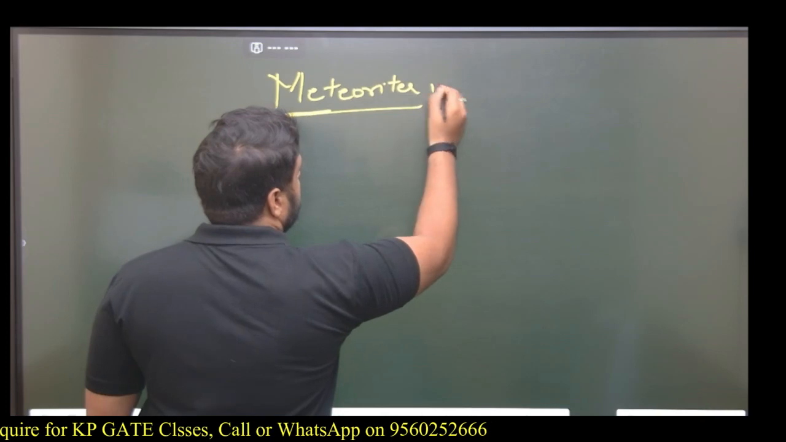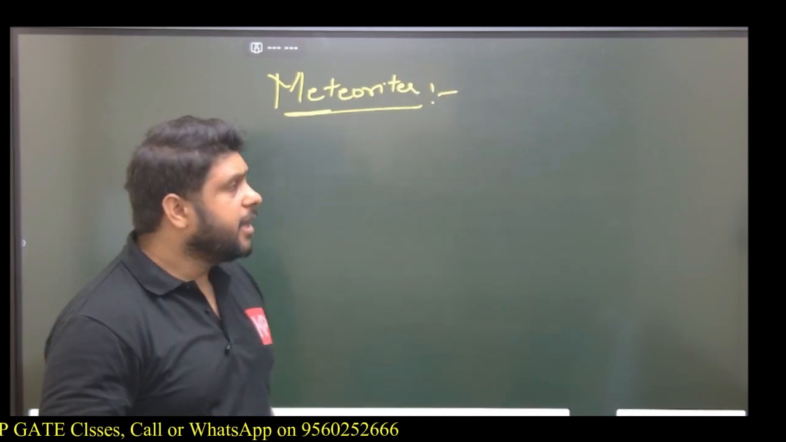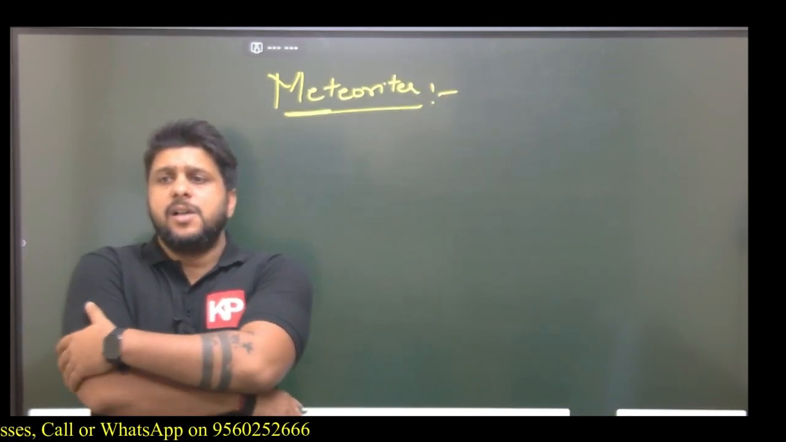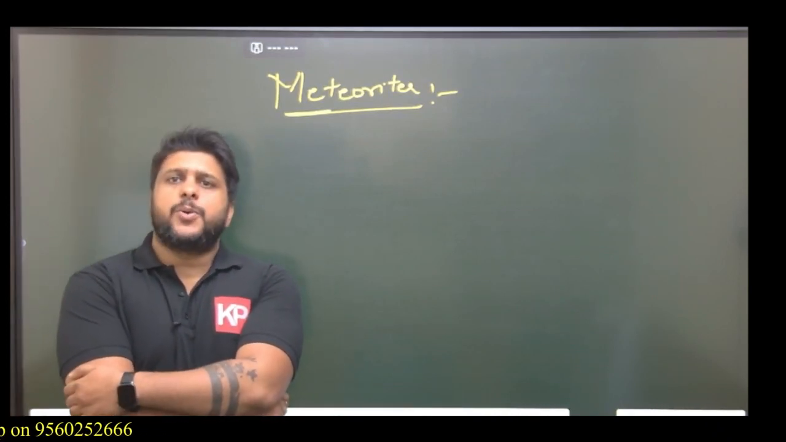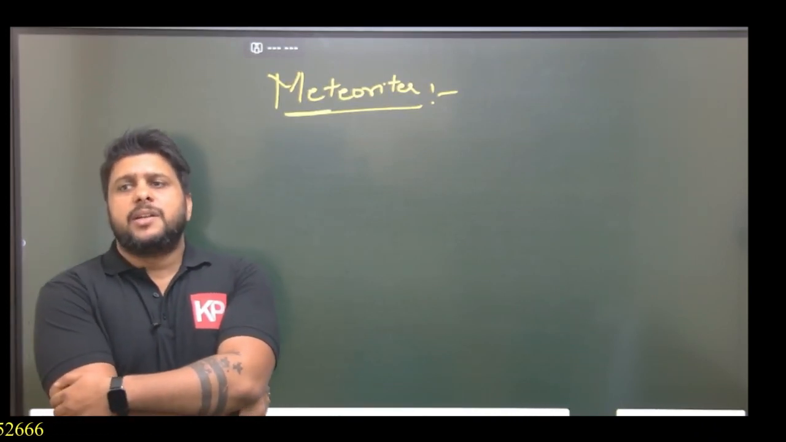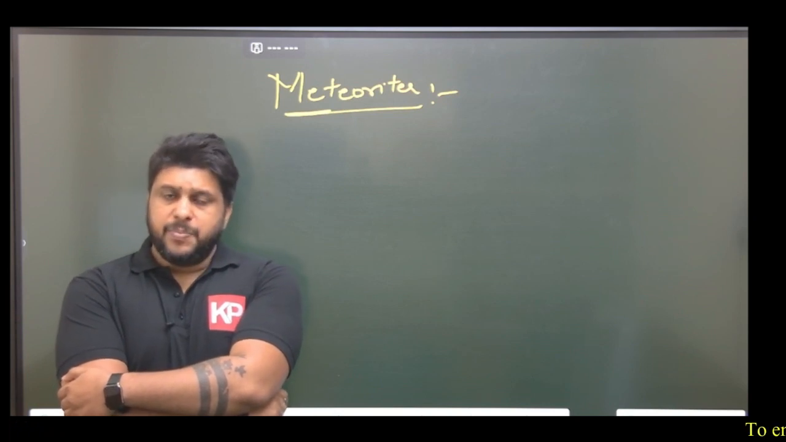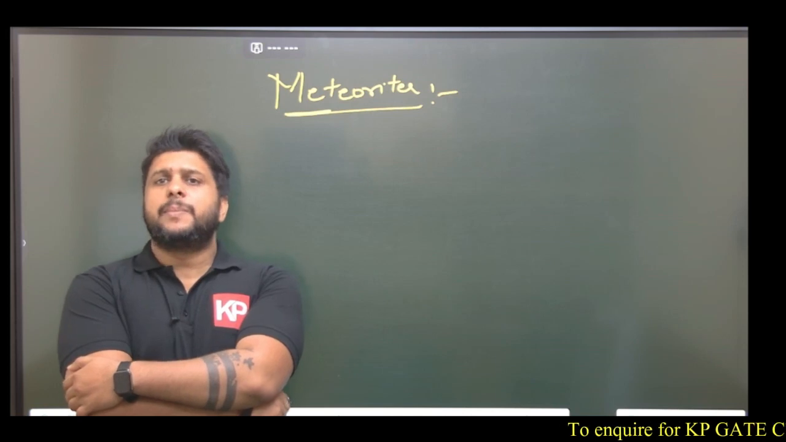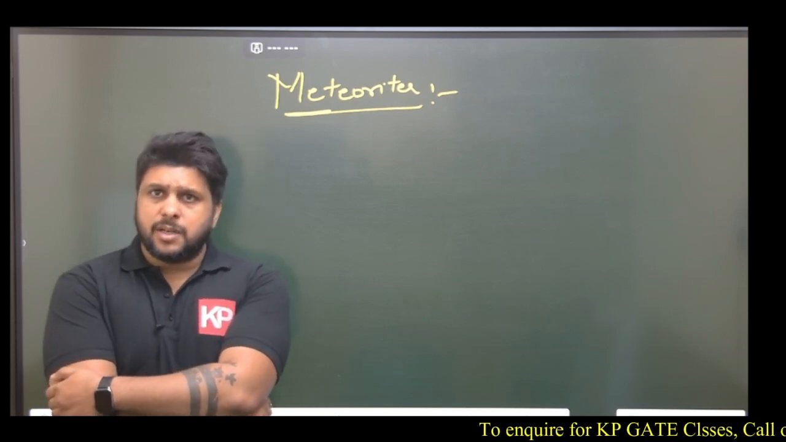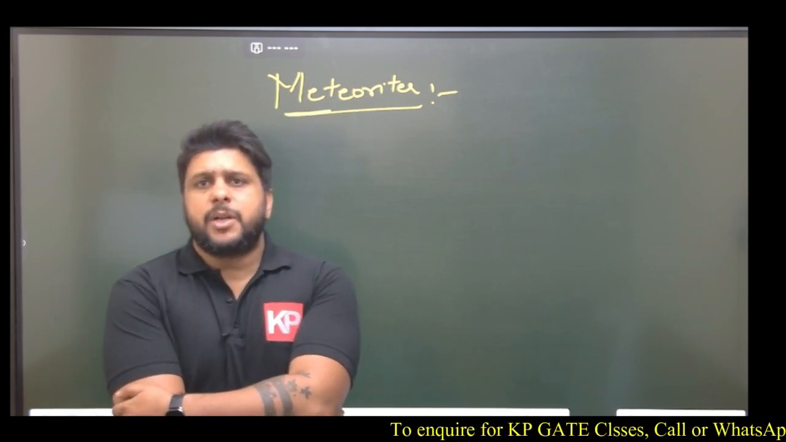Meteorites. So before getting into meteorites, we should have an idea of what meteorites are. Basically, meteorites are solid extraterrestrial objects. They are part of the asteroid belt and comets, but when they fall on the surface of the Earth, they are known as meteorites.